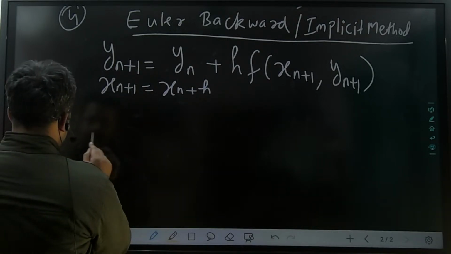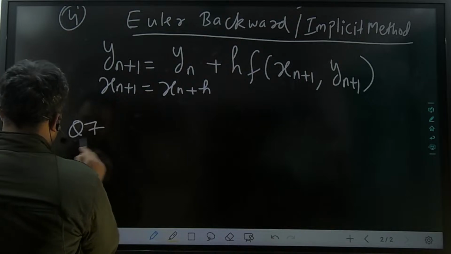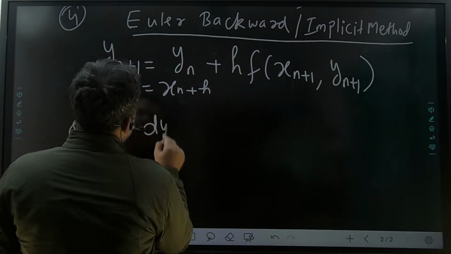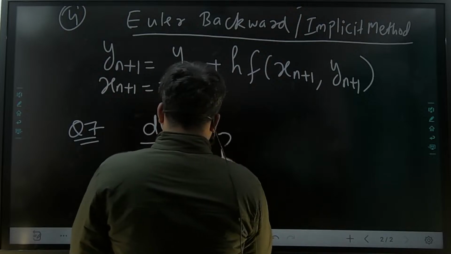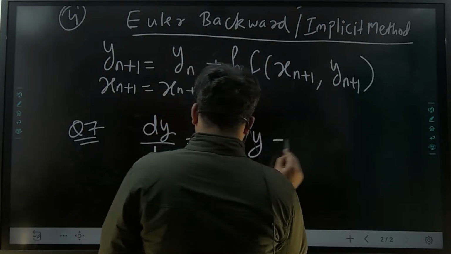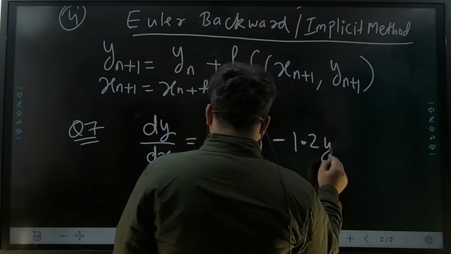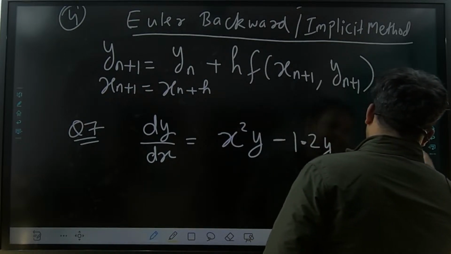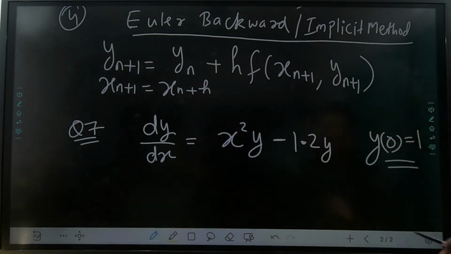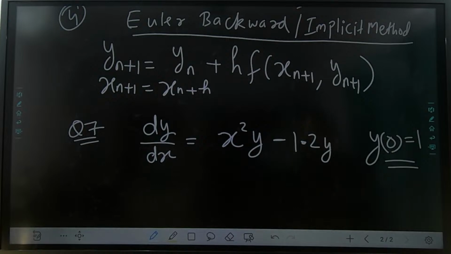So here in question number 7 it has been given dy by dx is equal to x square y minus 1.2 y. And see, the initial condition is also given. When x is 0, y is 1. That's the initial condition. So it means when x naught is 0, y naught is 1.